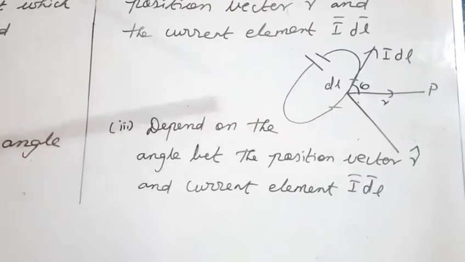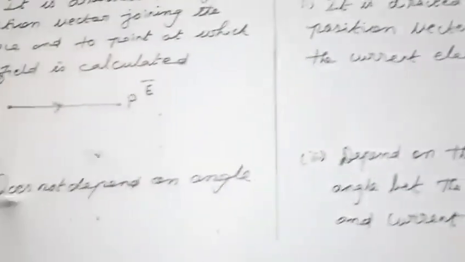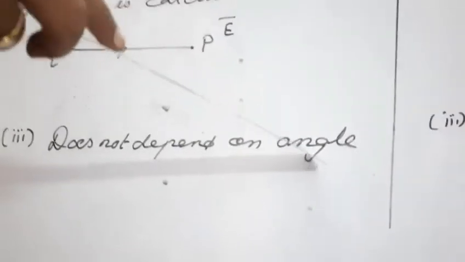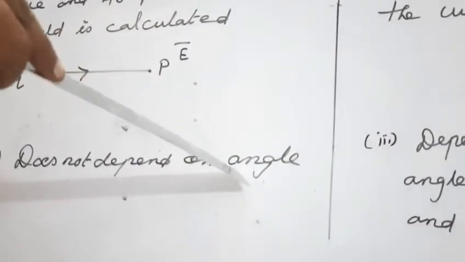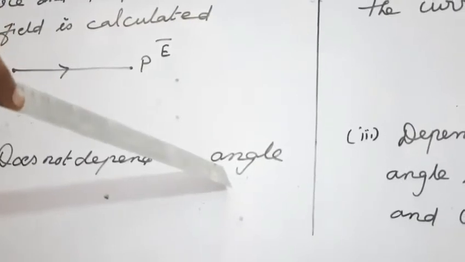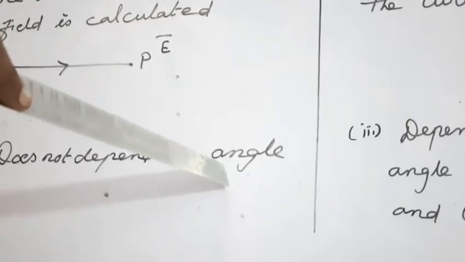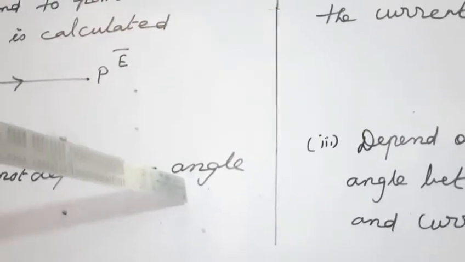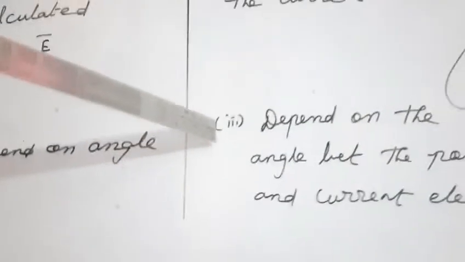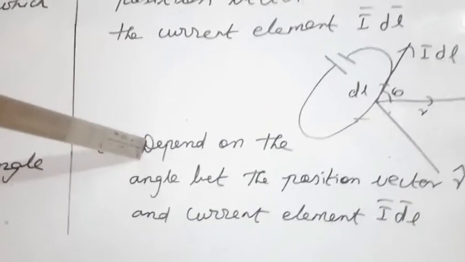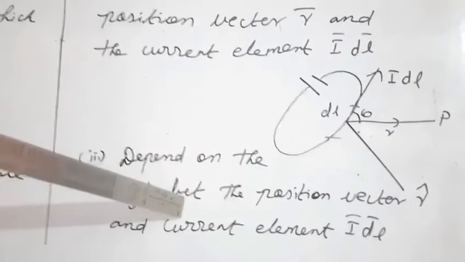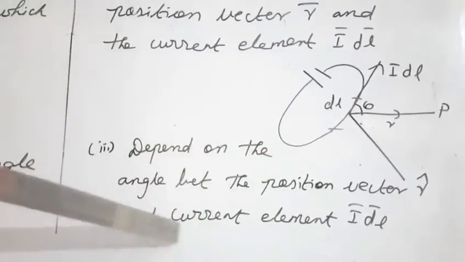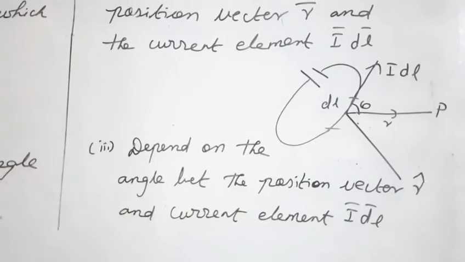The third point is that the electric field does not depend on any angle. See both formulas: in the E formula there is no theta value, but in the dB formula sin theta is there. Therefore, the electric field does not depend on angle, whereas the magnetic field depends on the angle between the position vector r and the current element I dl.